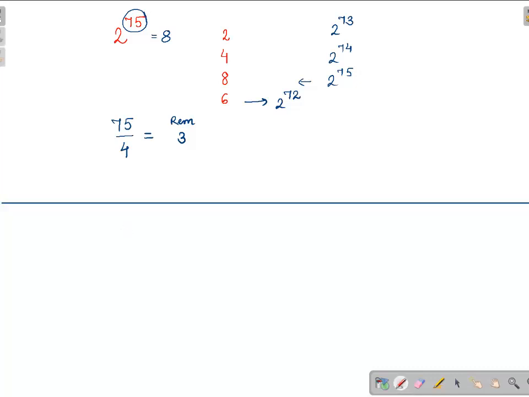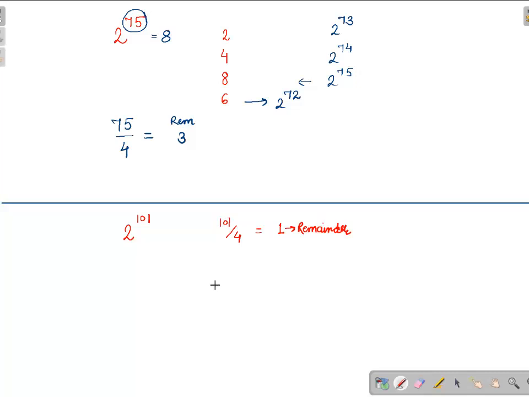Suppose we have 2 raised to power 101 and we want to find the unit place of this number. Simply, we will take its power, which is 101 here, and divide it by 4. What is the remainder we are getting? That is 1 only. We'll just take the remainder, which is 1 in this case.